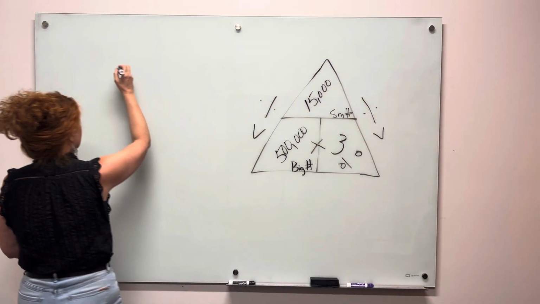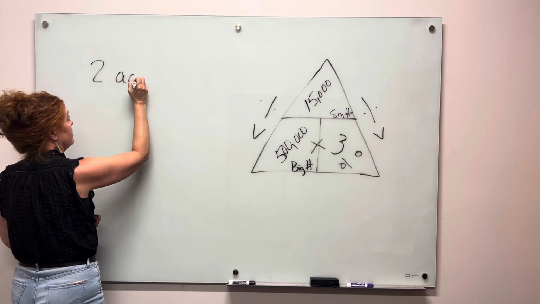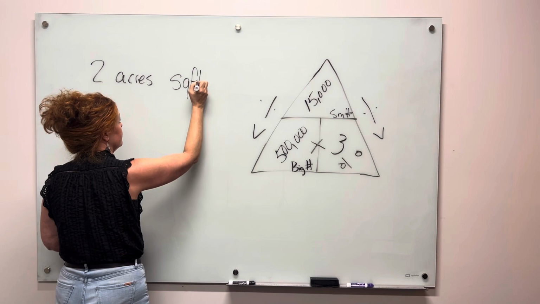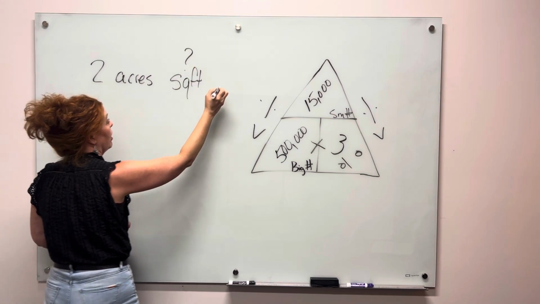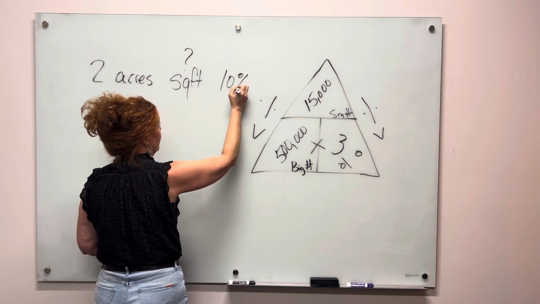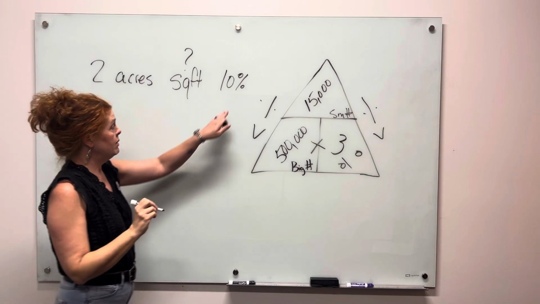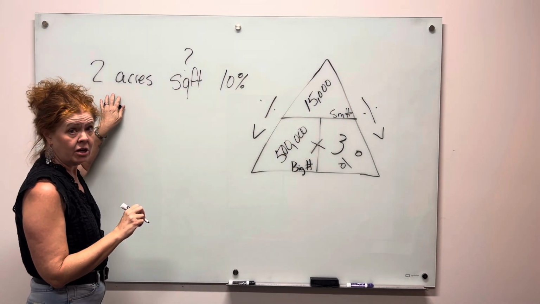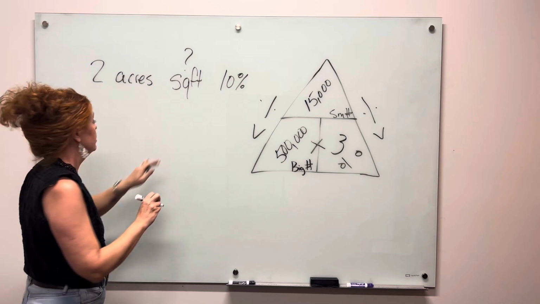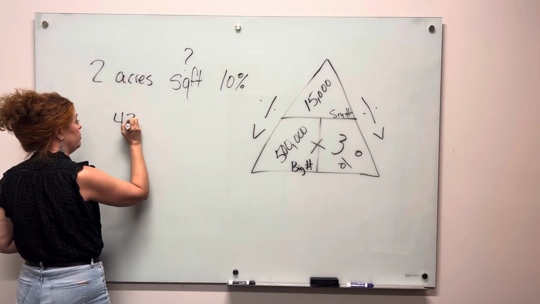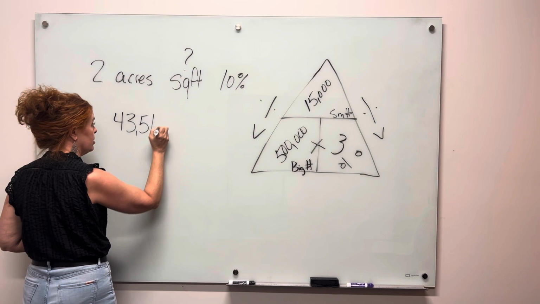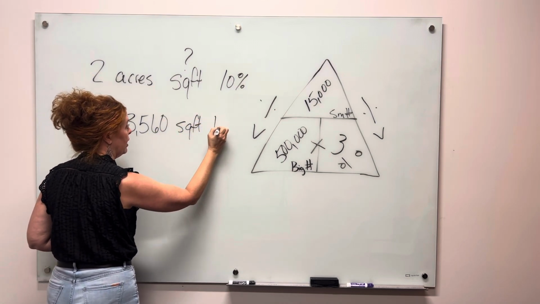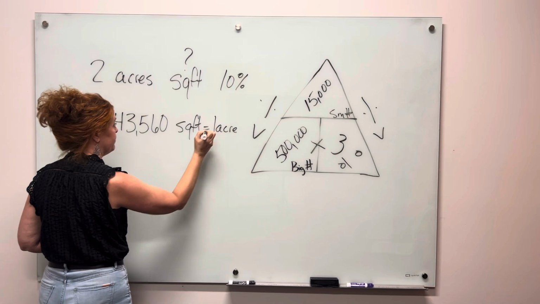So we're going to say that you have 2 acres of land, and we want to know how many square feet, so this is what we're looking for, are in 10% of that, okay? So we know my 10% is going to go here, but now we have to figure this out because we have acres and we're looking for square footage. So I know, because this will be a flashcard for you guys, this is how many square feet are in 1 acre, okay?